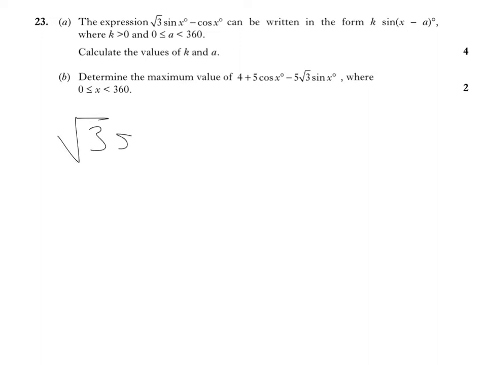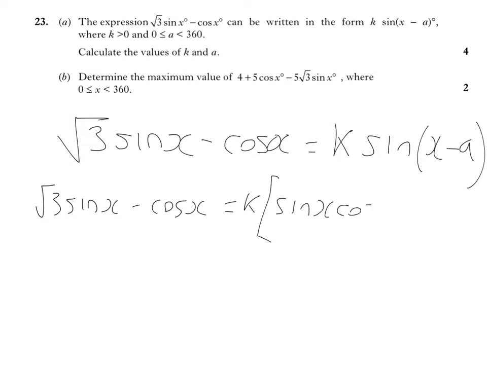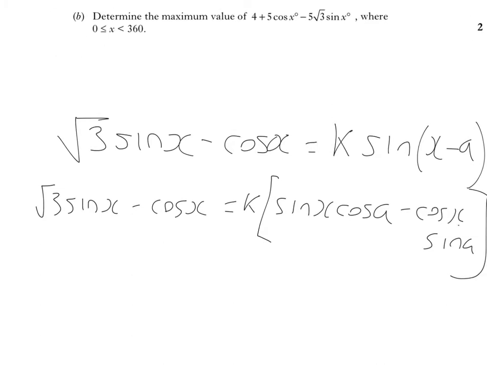So root 3 sin x minus cos x is equal to k sin(x minus a). Now remember that the sin minus expansion is sin cos minus cos sin, so that's going to be root 3 sin x minus cos x is equal to k, we'll put up a rectangular bracket, sin x cos a minus cos x sin a. Close that rectangular bracket.